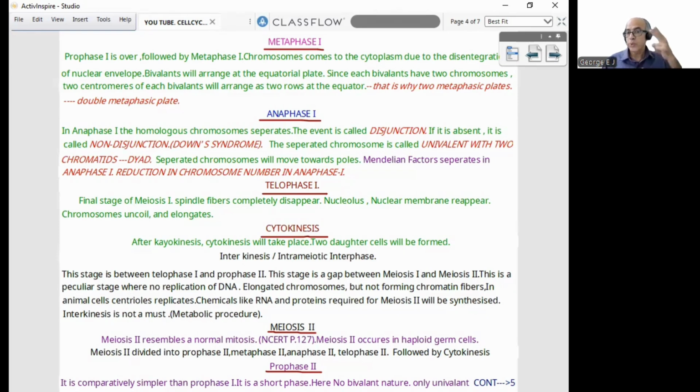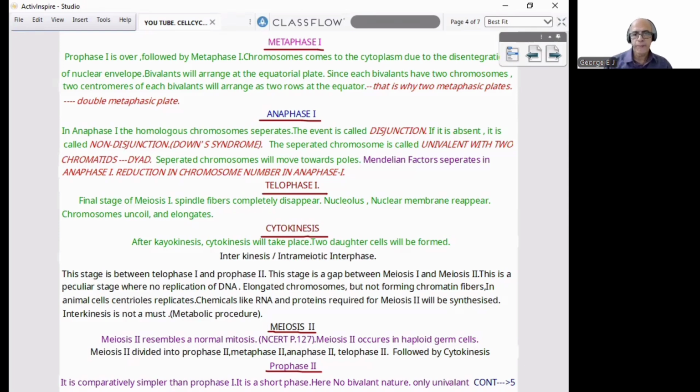That is why there are 2 homologous chromosomes. In mitosis, only 1 metaphasic plate. Here we can find chromosomes in pairs. So 2 centromeres for each bivalent will arrange as 2 rows at the equator. That is why there are 2 metaphasic plates, a double metaphasic plate, in metaphase 1 of meiosis.